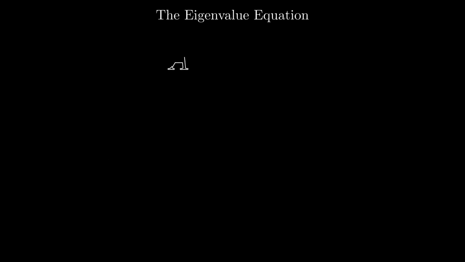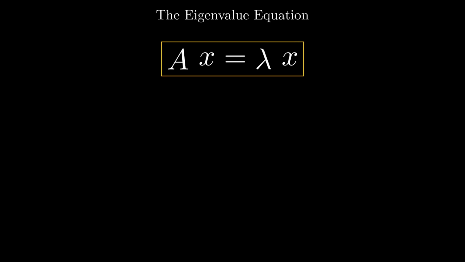The entire idea fits in one equation, A times x equals lambda times x. Let's break down what each piece means. A is the matrix, right? It represents the transformation. x is a non-zero vector, the eigenvector, and lambda is a scalar, the eigenvalue.